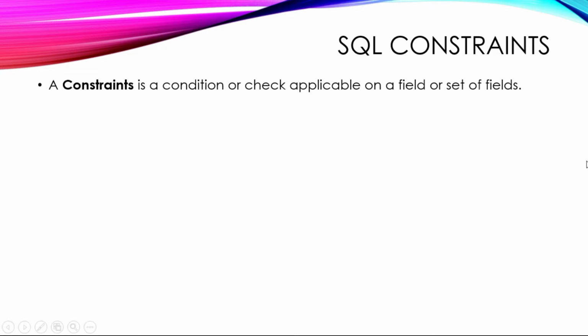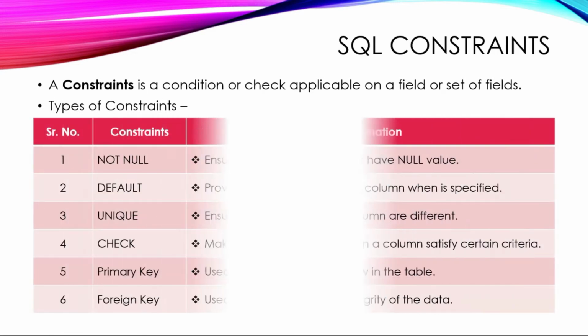In this video, I am going to explain about the MySQL constraints. What are constraints? A constraint is a condition or check applicable on a field or a set of fields. So what is a constraint? Constraint means if I want to apply a condition on a particular column or on many columns, then I can apply the condition with the help of this constraint. There are different types of constraint.